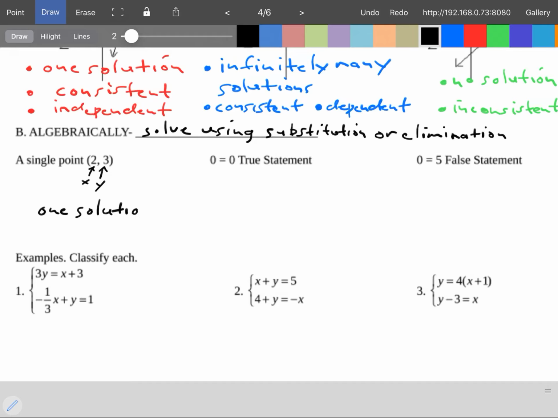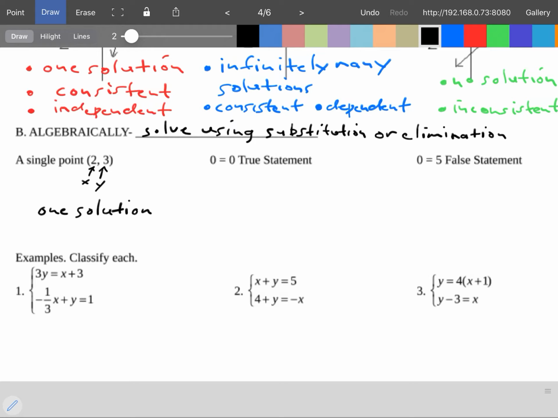So that's really what you're going to do in today's assignment. You're going to classify the system. You don't have to find the solution. You just have to tell me, is there one solution, no solution, or infinitely many? And then you have to be able to tell me whether that's consistent, inconsistent, dependent, or independent.